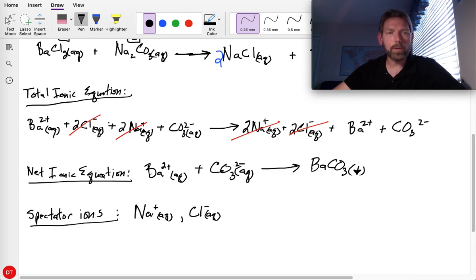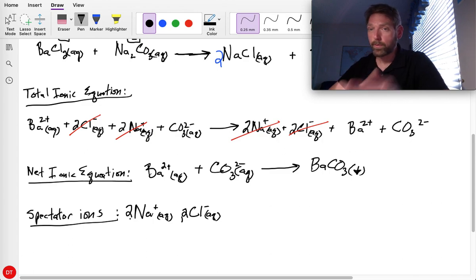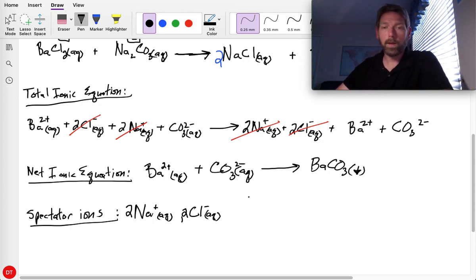Now, notice sodium has a 2 on this side and a 2 on that side, so I'm going to put a 2. The chloride ions have a 2 here and a 2 here. I'm going to put a 2 to represent that I have 2 moles of each ion remaining. Whatever the coefficient is, you always use it. So remember spectator ions: these are the ions that remain in solution.